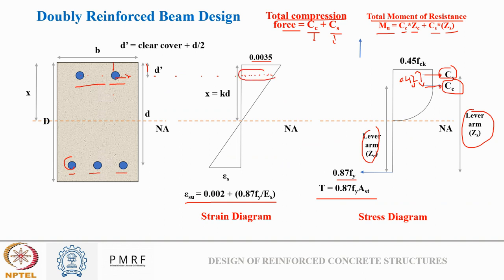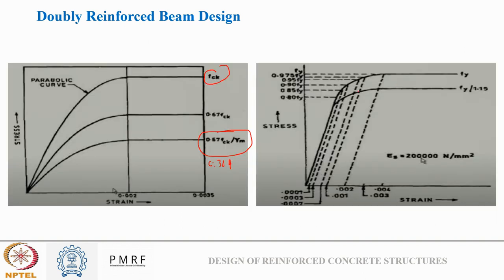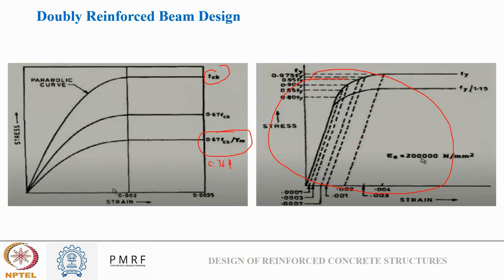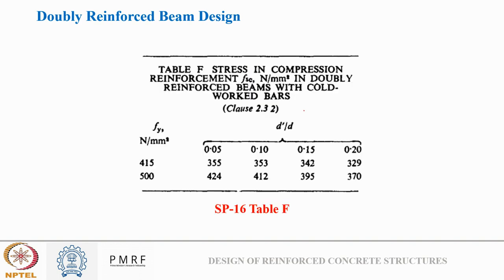If we know the strain value here, then corresponding to the stress and strain diagram of steel, we can calculate the stress of steel. In the tension side, we generally take it as 0.87 Fy, but in the compression side, we will have a different value depending upon the strain. Every time reading this curve may be a bit difficult to calculate the stress for compression steel, so we have a simplified table in SP16.